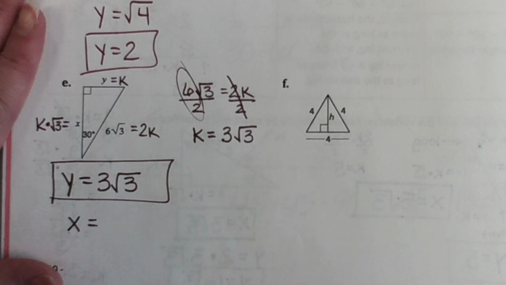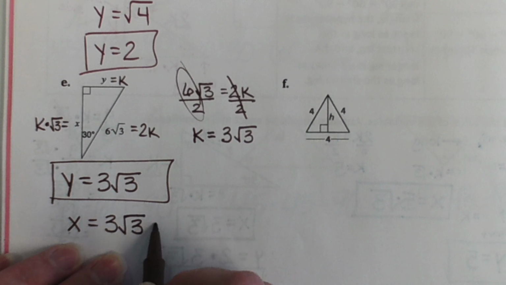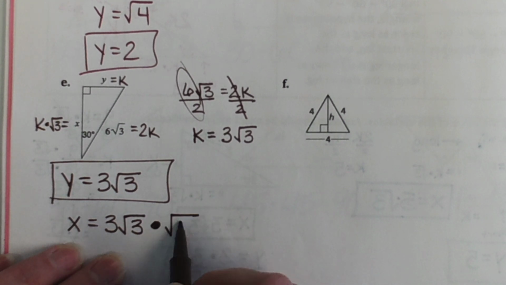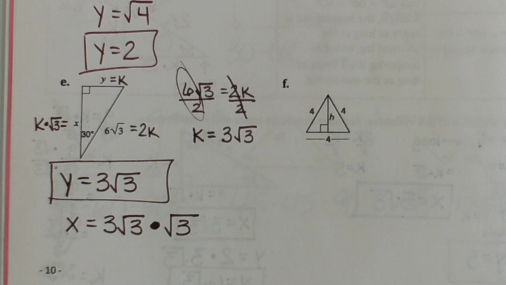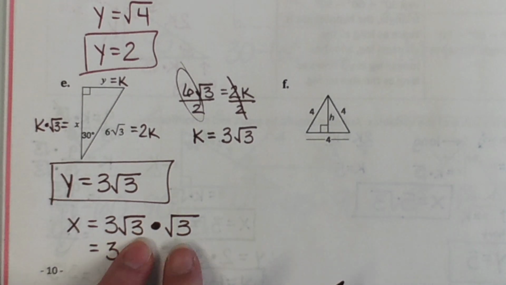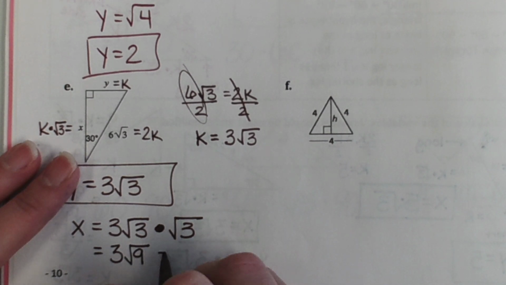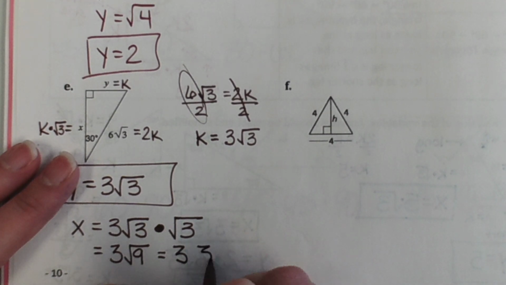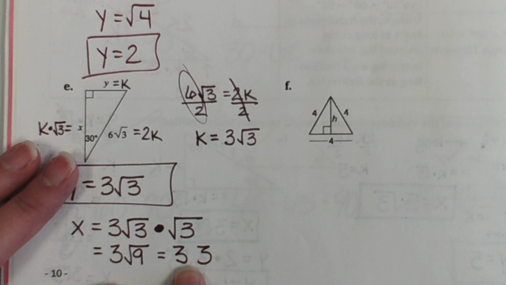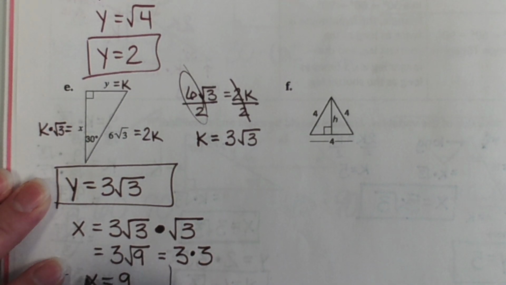Now X is K times the square root of 3. K was 3 square roots of 3, and I have to multiply it by the square root of 3 again. 3 square roots of 3 times square root of 3. That 3 stayed a 3. Square root of 3 times square root of 3 became a square root of 9. And the square root of 9 is 3. 3. What's between the 3's? A times symbol. What's 3 times 3? 3 times 3 is 9. 9.